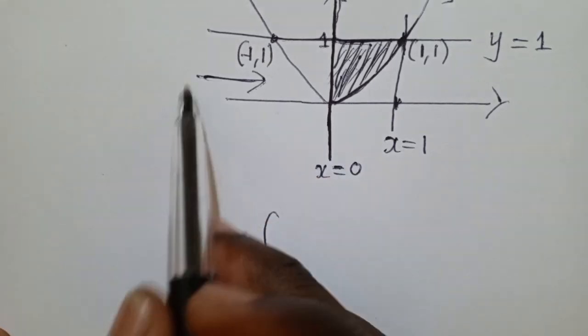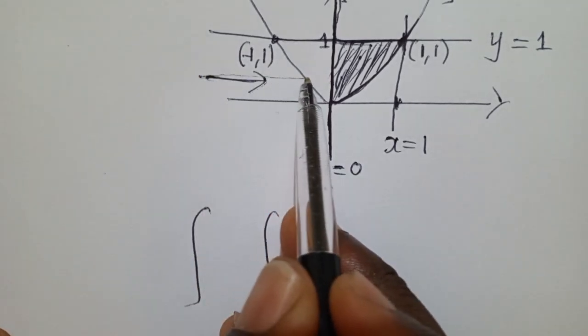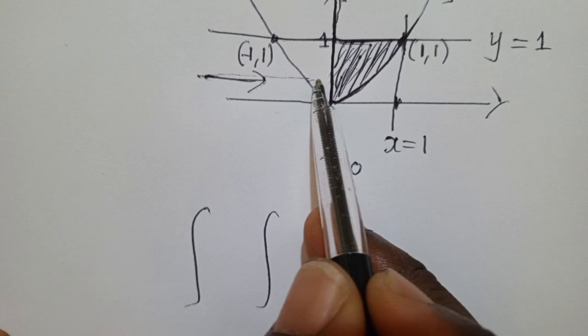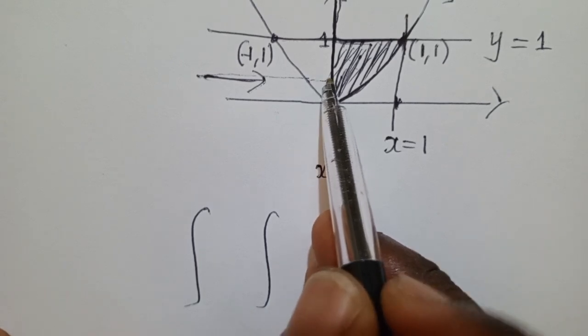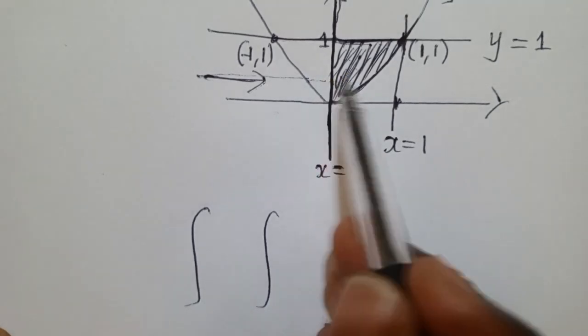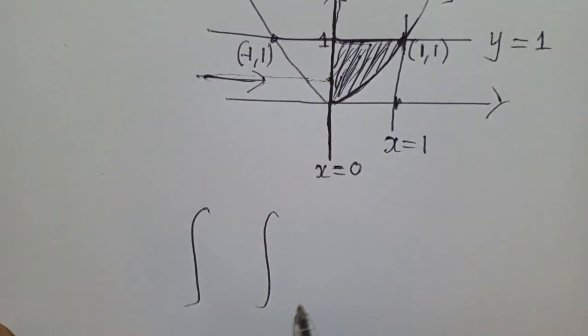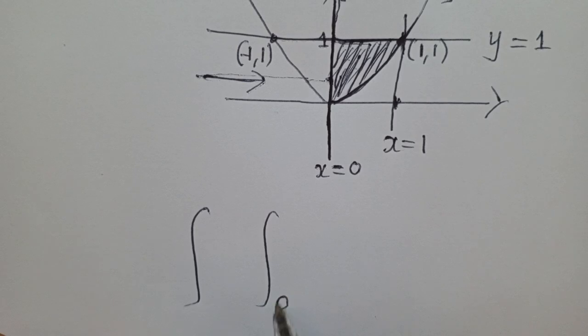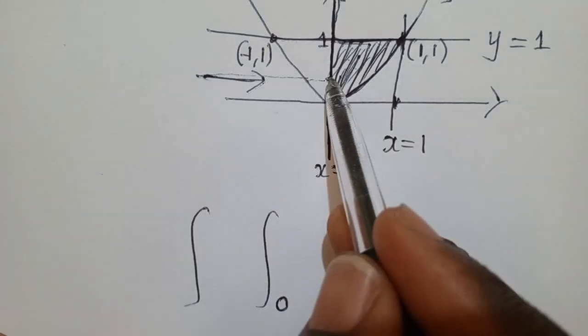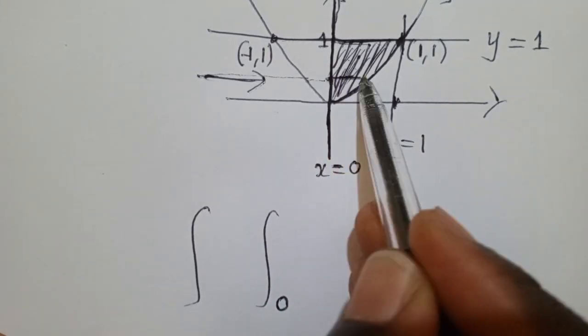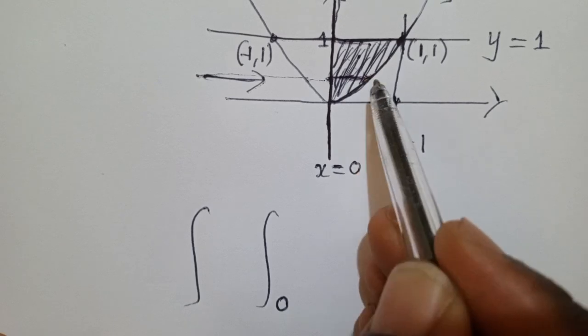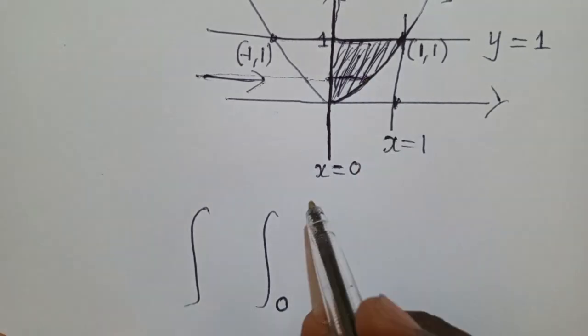You see the way it looks? You'll be moving like this, towards the region. Which equation are we meeting? We are meeting this equation, which is x is equal to 0. So you write x is equal to 0, and you pass through the region.